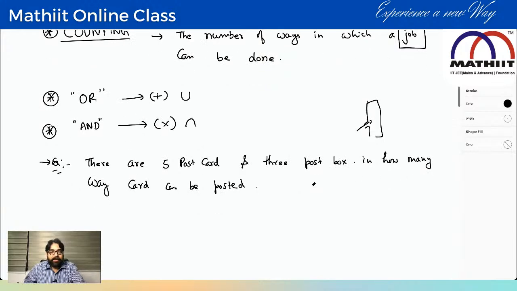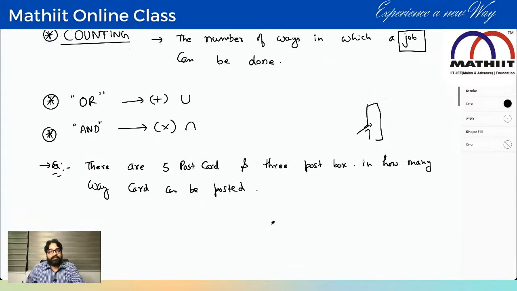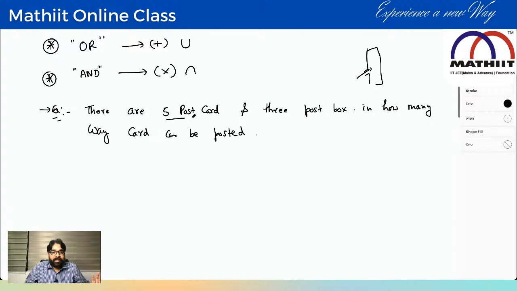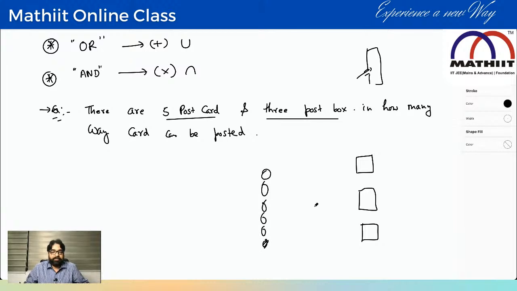This is why I gave you this question, to make you understand the first line. There are 5 postcards. Listen carefully, everybody. 3 post boxes, and 5 postcards. The job is posting the card. So one by one, I have to post each card. This card can be posted in how many ways? 3 ways. Either it can go here, or here, or here.